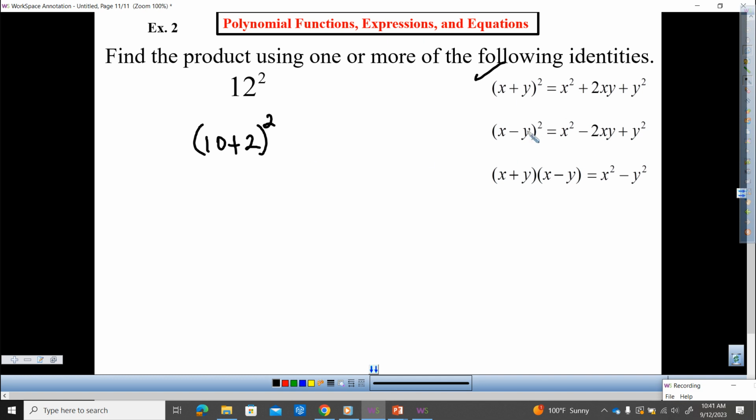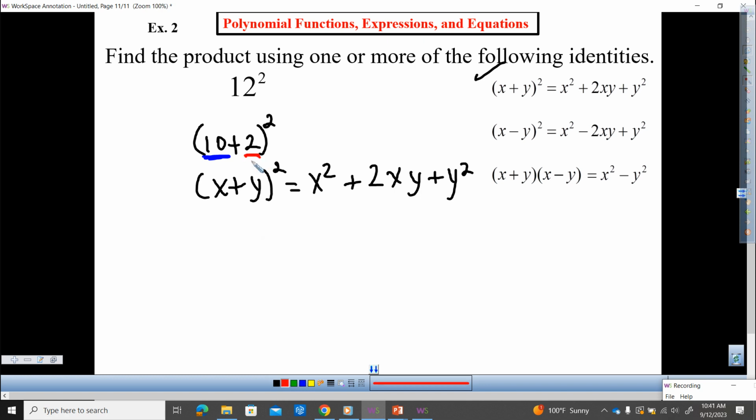So watch. Instead of x, what do I use? 10. And instead of y, what do I use? 2. So right above that, let's write it underneath. Let's write x plus y squared equals x squared plus 2xy plus y squared. All right, so I'm going to use colors to keep organized. Ready? Here we go. I'm going to use blue for 10 and red for 2. Or in other words, for the x, I'm going to use blue, and red for the y.